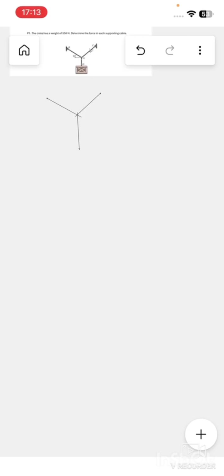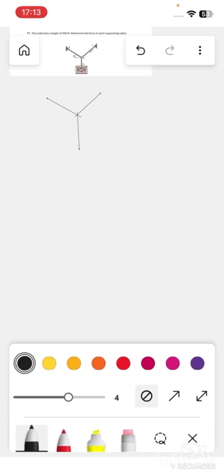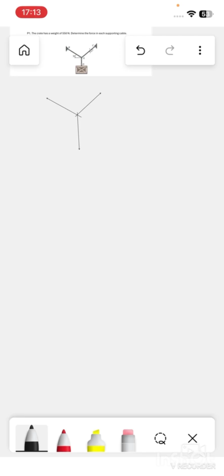These are our forces. We're going to name them. This one is AD. This one is AC. This one is going to be BA or AB, whichever way you want it. And we're going to have what?